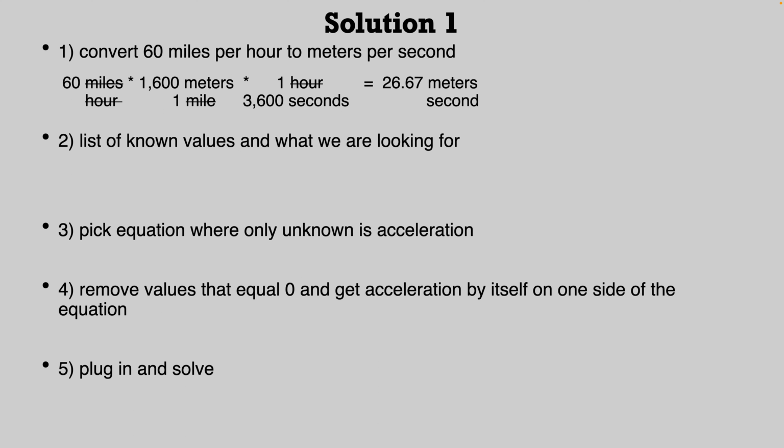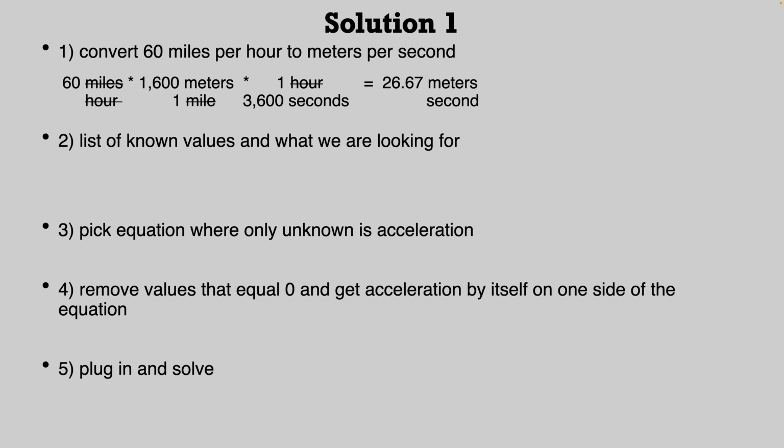And then to get rid of that hour and turn it into seconds, there's 3,600 seconds in an hour. So divide the current value by that 3,600 seconds, and once you do all that, you're going to be left with about 26.67 meters per second.